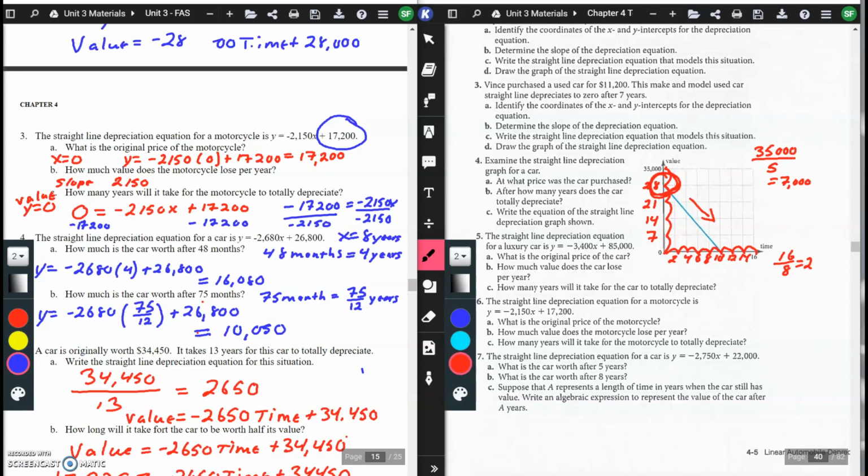How much value does the motorcycle lose per year? That's your slope. Negative 2,150 is how much it loses per year, $2,150. How many years will it take for the motorcycle to totally depreciate? Plug in 0 for your value, your y, and then solve the equation for x. Subtract 17,200 on both sides and then divide by negative 2,150, solving a basic two-step equation. X will equal 8 years.